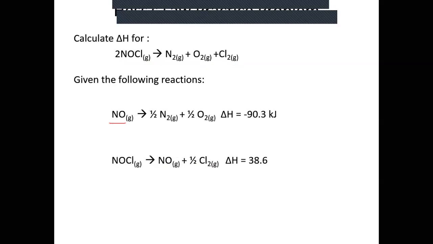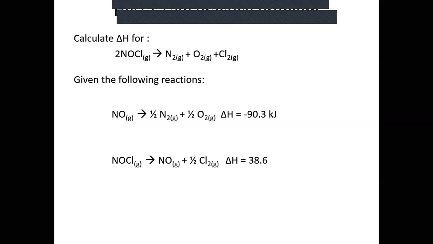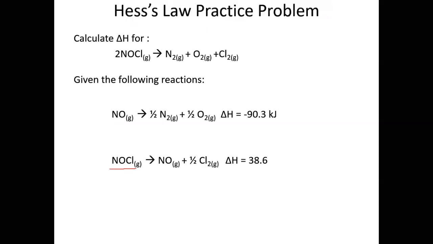So now notice, excuse me, not NO. Notice that NOCl is a reactant, and NOCl is a reactant in the equation we want. NO2 and O2 are products, and NO2 and O2 are products in the equation that we want. Cl2 is a product, Cl2 is a product. Notice that the NOs are going to cancel. So we've got the reactants and products on the correct side.